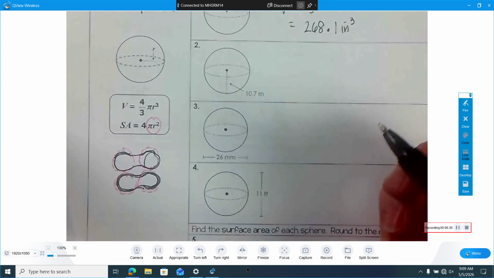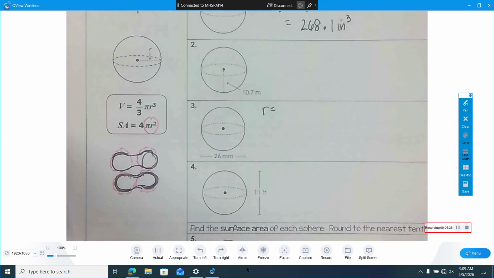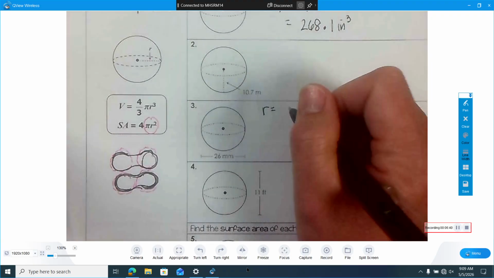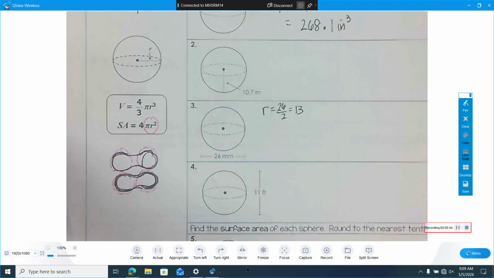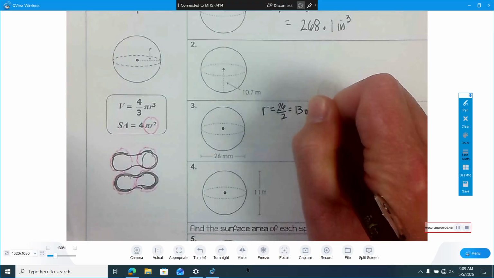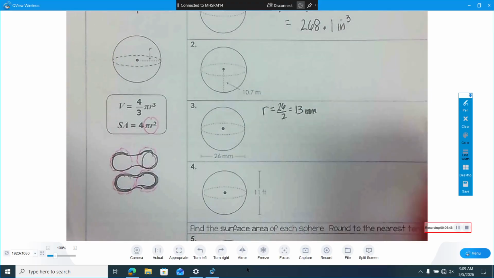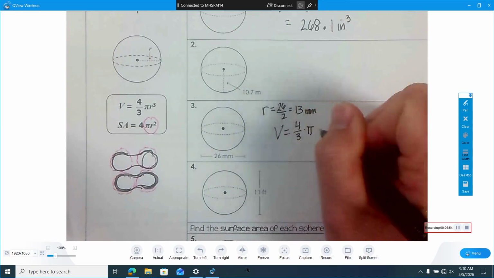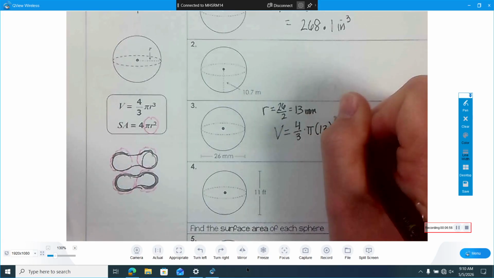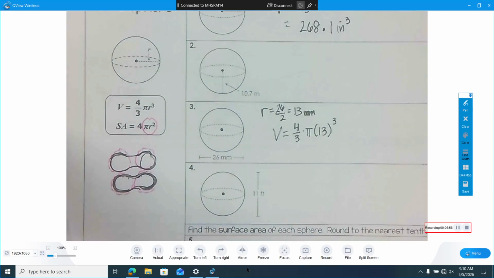Number 3, what is our radius on number 3? 13. How'd you get 13? 26 divided by 2. Good. So we get 13 millimeters. And we want the volume. The volume is 4/3 times pi times radius cubed. 4/3 pi radius cubed.